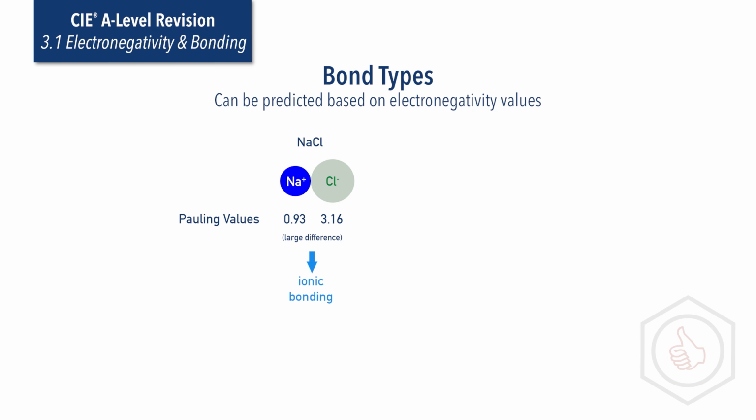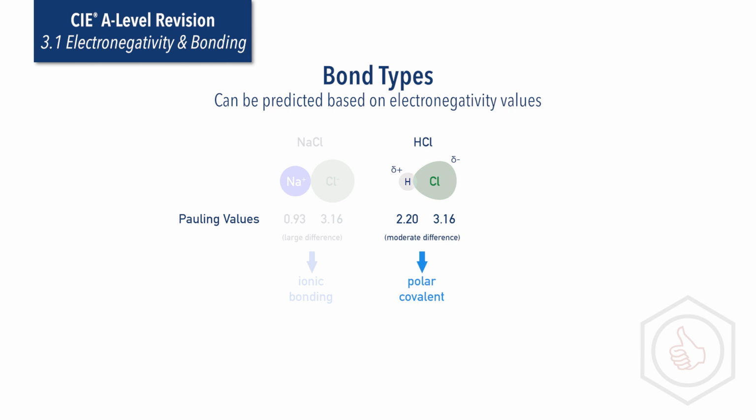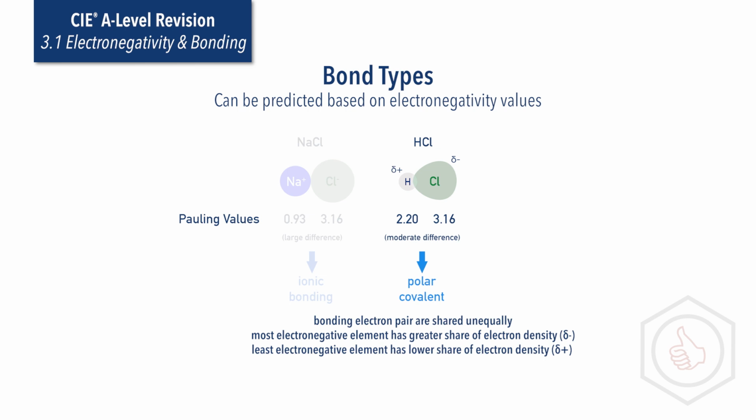If the difference, however, is only moderate, so somewhere between 0.5 and 1.7, the bond becomes polar covalent. This is when the electrons in the bond are shared unequally. The electrons will be more attracted towards the atom with the higher electronegativity, and this atom will end up with a partial negative charge. And the atom with a lower electronegativity will end up with a partial positive charge. This is why the bond is described as polar, because it has two opposite poles to it, a negative end and a positive end. The greater the difference in electronegativity, the greater the polarity of the bond.